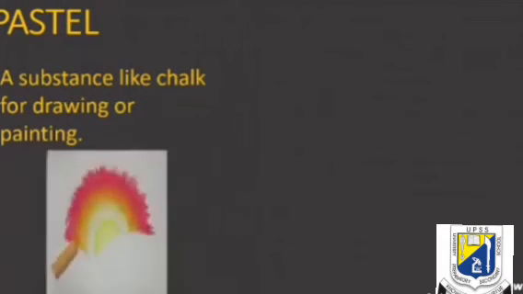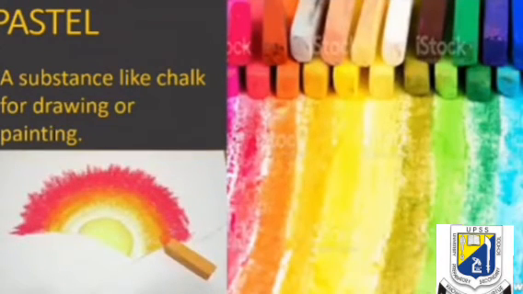The next word is pastel, a substance like chalk for drawing or painting. Pastels are used for drawing or painting, but they cannot stand on their own. Most times after pastel is used for drawing, they have to fix it by using a chemical called fixative. Pastel can be used for drawing, painting, landscapes, portraitures.